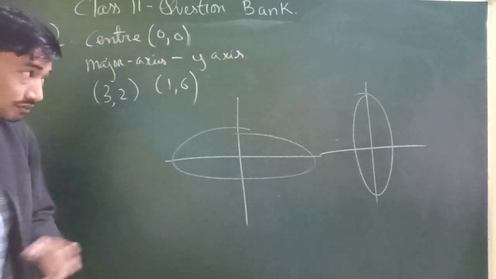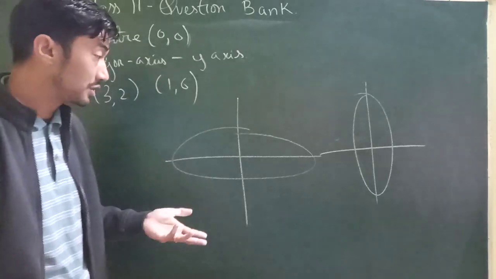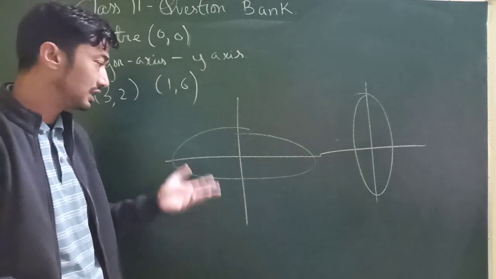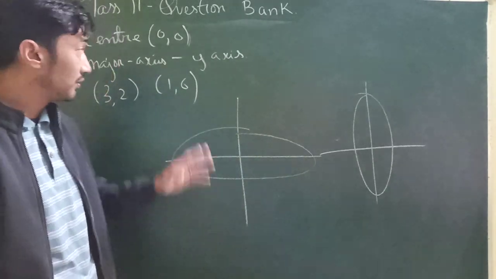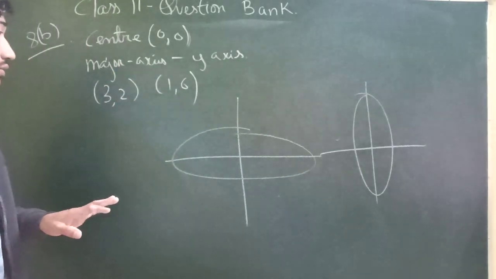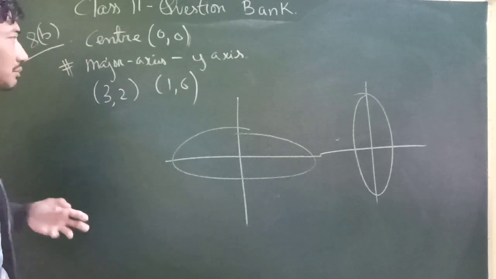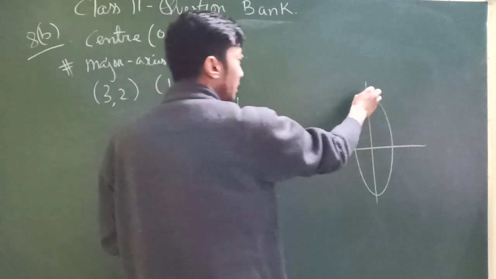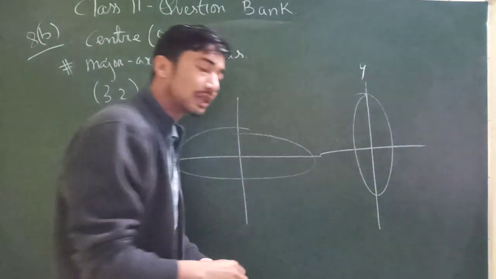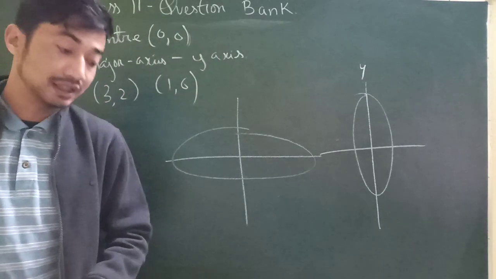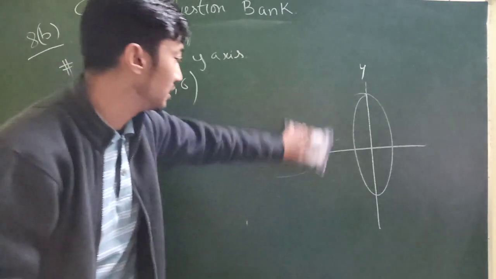So now we have to decide which ellipse it would represent. Would it represent the horizontal ellipse or would it be representing the vertical ellipse? Now from this information we will have to find out, but this information is enough. That is, the major axis is the y-axis. That means the major axis is the y-axis. That happens only for a vertical ellipse. So that sums it up. So we can start our solution.